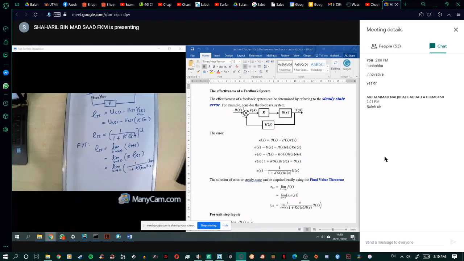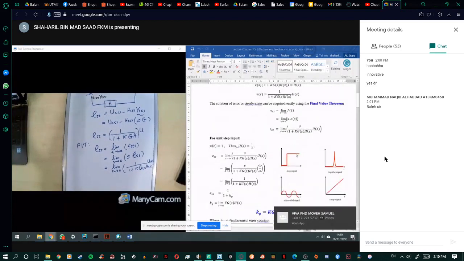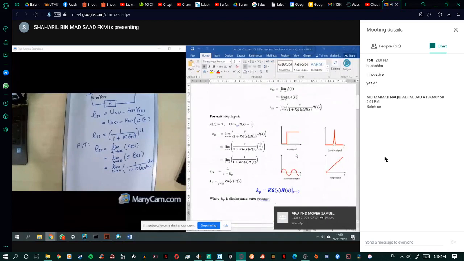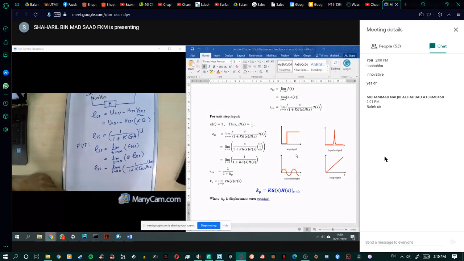Okay, but it's okay. You don't need to remember all this. What you need to remember is the concept. So now you have E_ss here, 1 divided by 1 plus KGH, and you need to multiply by U. Alright. Now we know this is the formula for the steady state error.